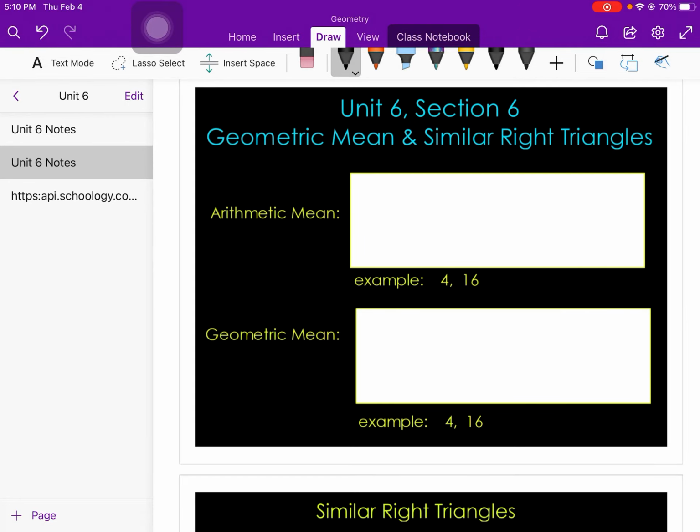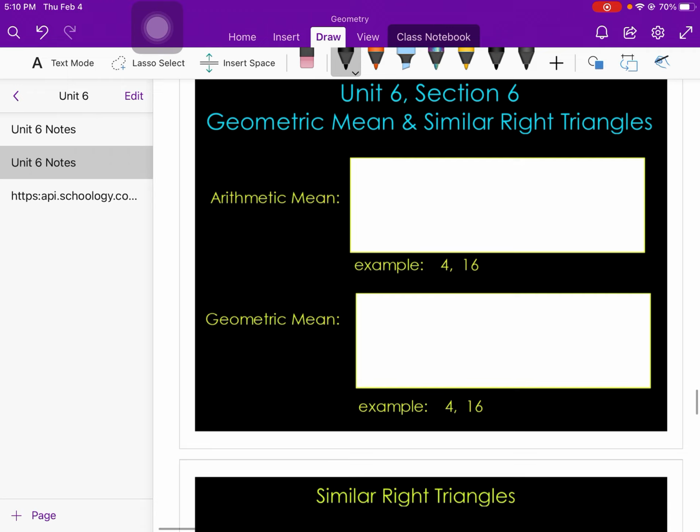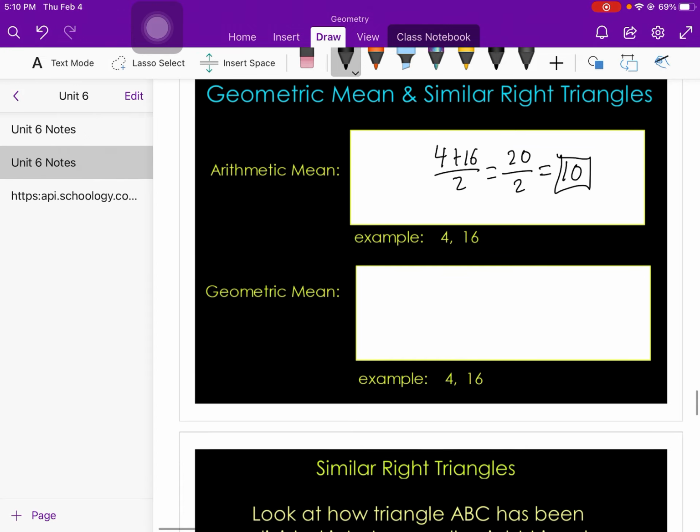Hey guys, welcome to Unit 6, Section 6, which is geometric mean and similar right triangles. So really quickly, this isn't going to be as important, but arithmetic mean and geometric mean. The way that you calculate arithmetic mean, remember mean is the average, it's the same way that you've done it in the past. In this case we have two numbers, so we add 4 and 16 together, and then we divide by the total number of numbers, so 4 plus 16 is 20, and 20 divided by 2 is 10. So that would be the arithmetic mean.